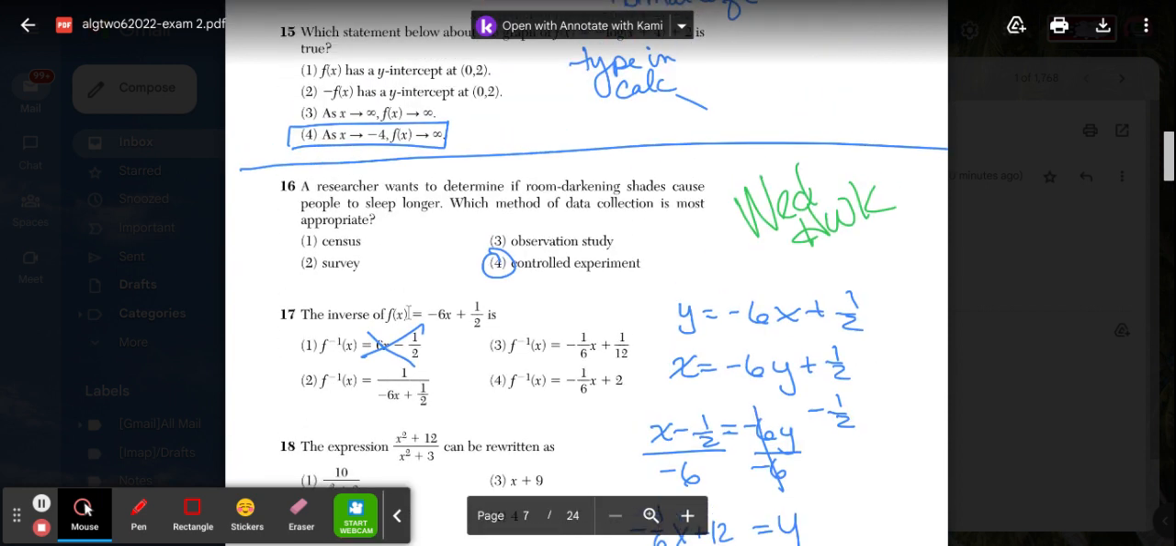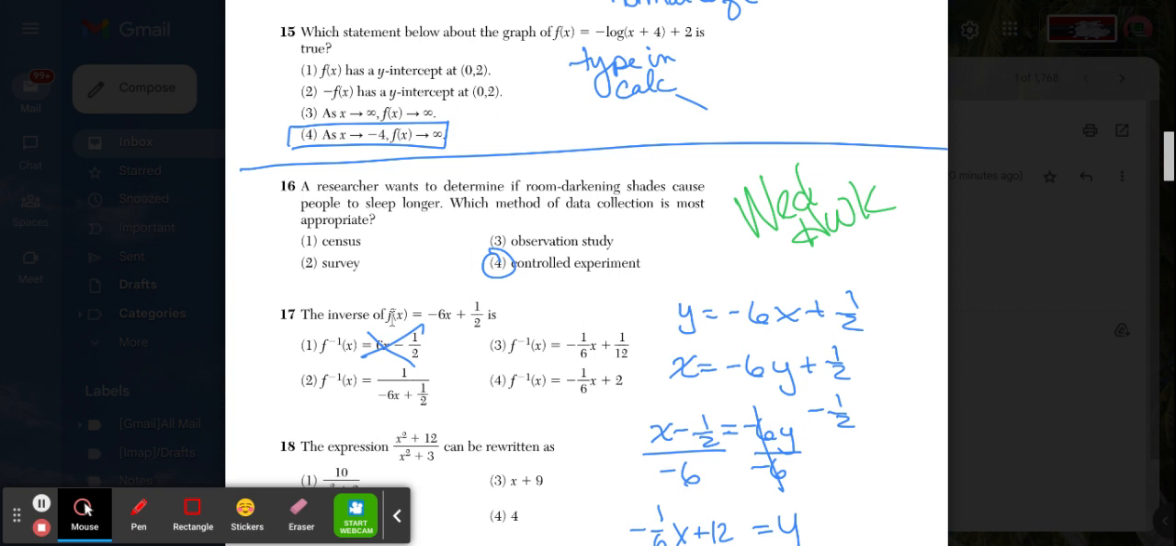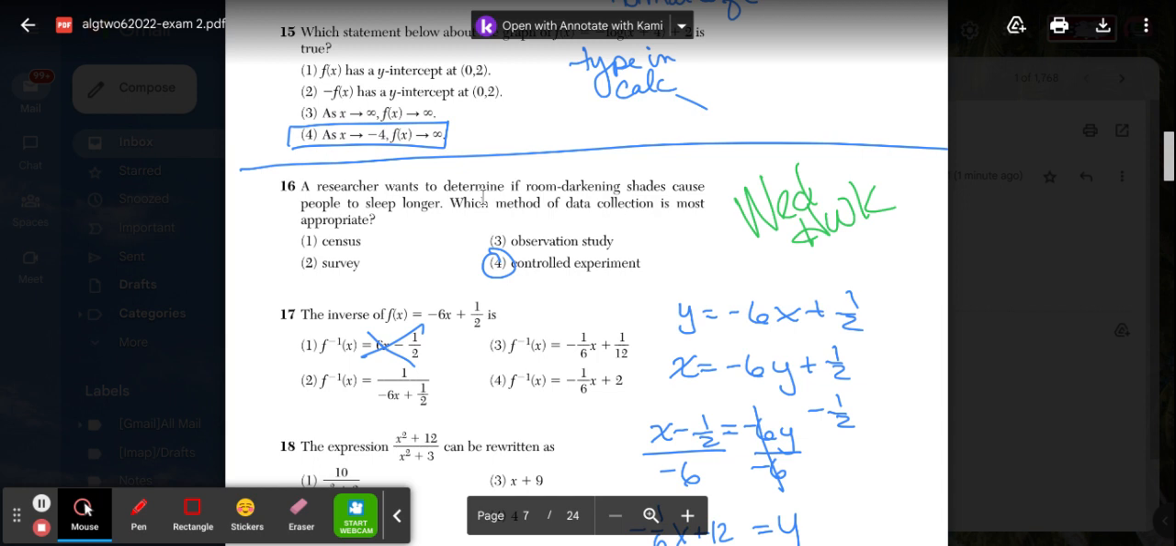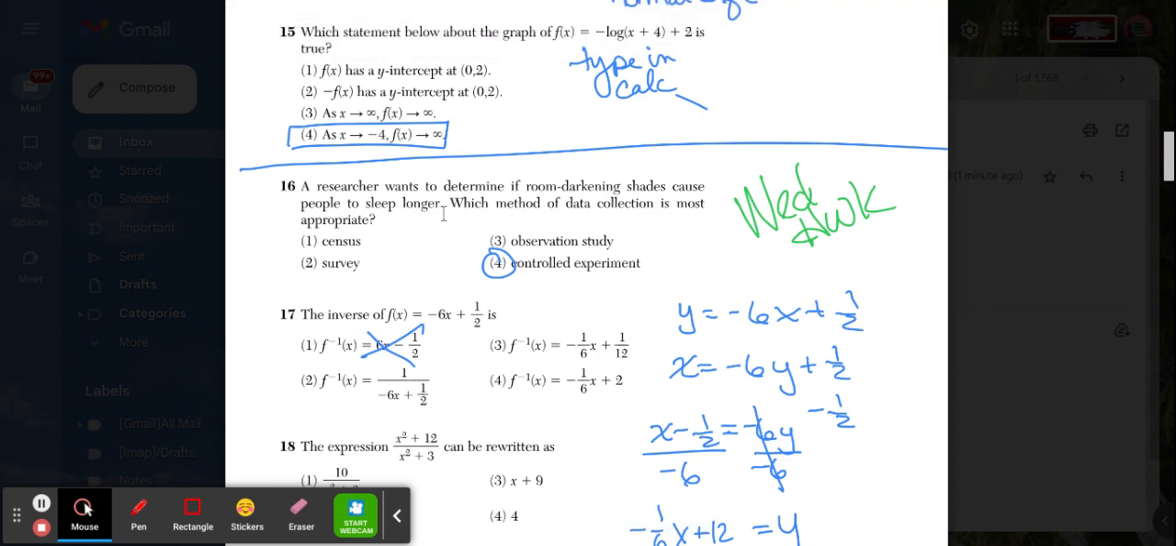Researchers want to determine which method of data collection is the most appropriate. A controlled experiment is always a very good way to collect data. If you want to determine if dark room shade causes people to sleep longer, you can do a room with and without, and that's a controlled experiment.